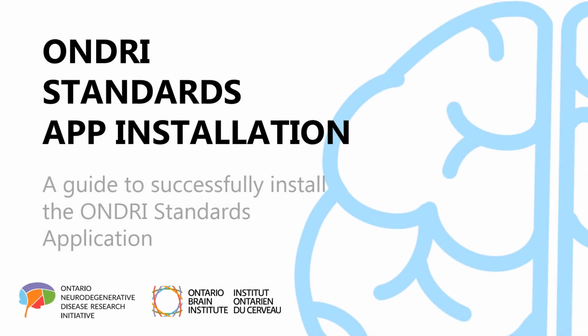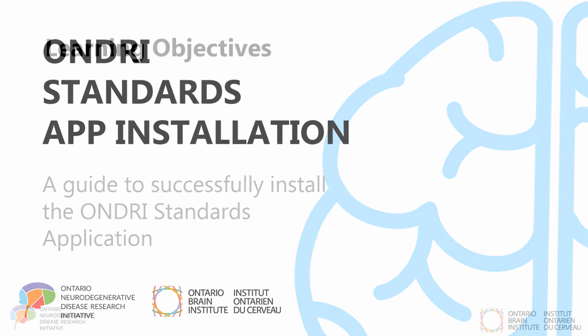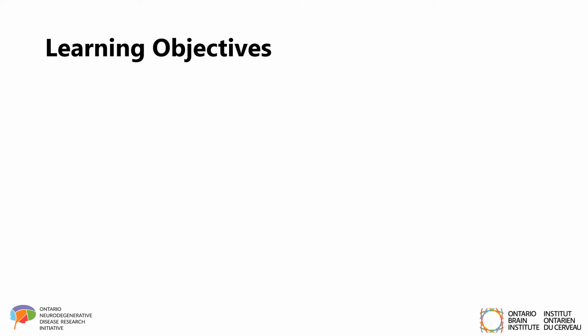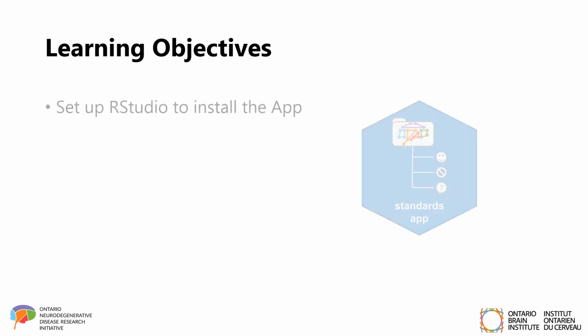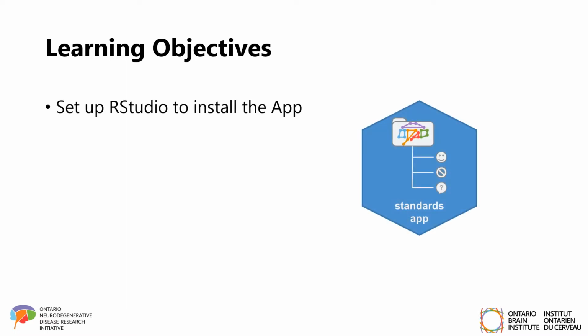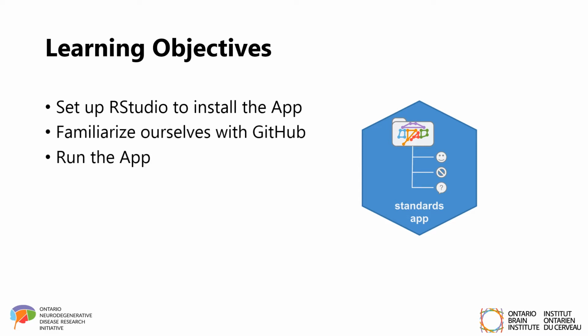Welcome to the module on ONDRI Standards App Installation, a guide to successfully install the ONDRI Standards application. This is Module 2A of the ONDRI NIBS training series. The learning objectives of this module are to set up RStudio to install the app, to familiarize ourselves with GitHub, and to run the app.